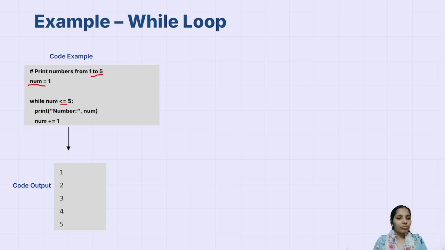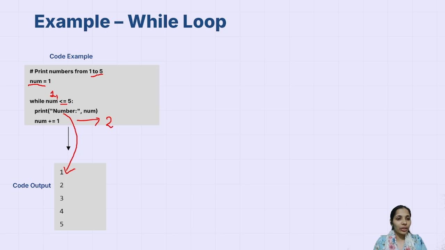Print num. First we will check the first condition. Is 1 less than or equal to 5? Yes, so it will print 1 first. Then the num count is incremented because I have to print the next number. So num plus 1 indicates the next value will be incremented by 1. So it's going to be 2.